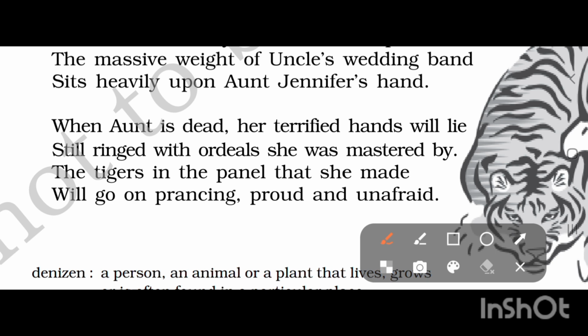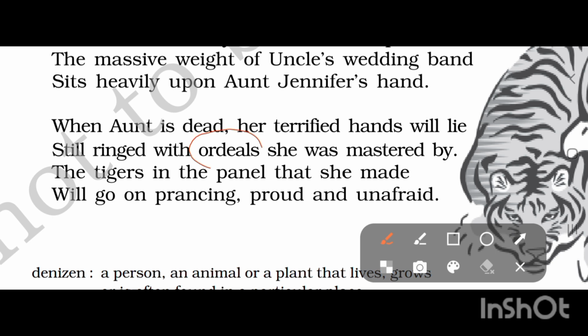Now in this stanza, first of all, we come to know that Aunt Jennifer has actually died. So yes, her terrified hands will lie, and her terrified hands will still bear the weight of the ring continuously. The ring is still there, so the weight, the restriction, is still there. Now, though she will actually die, and the ordeal.